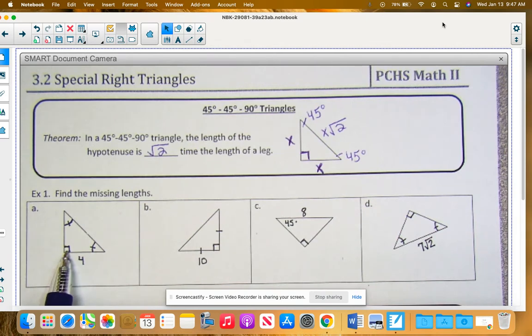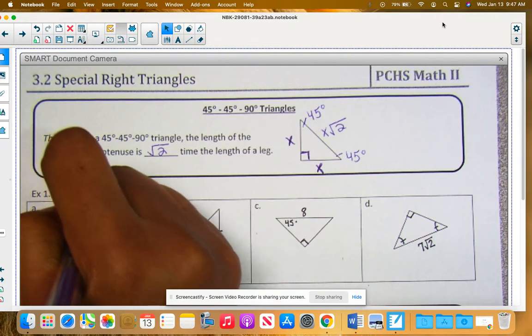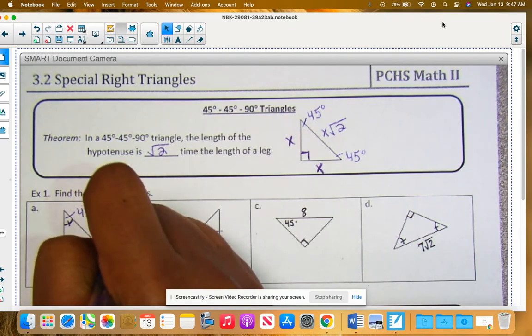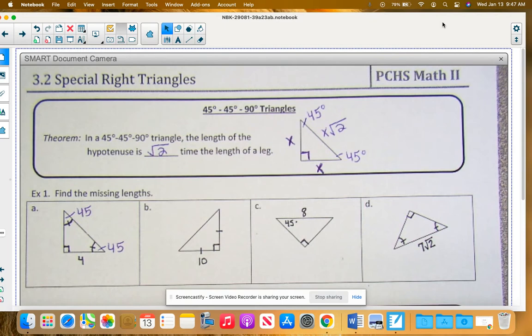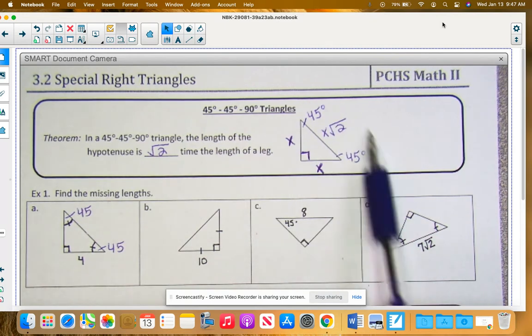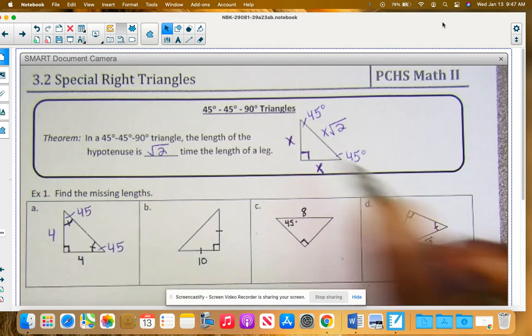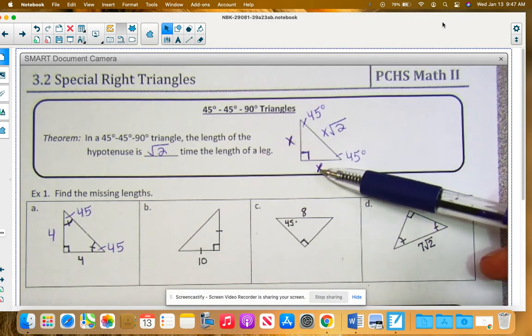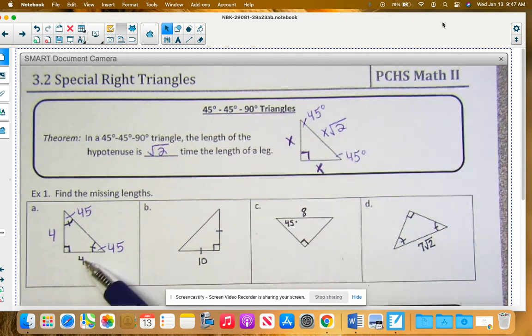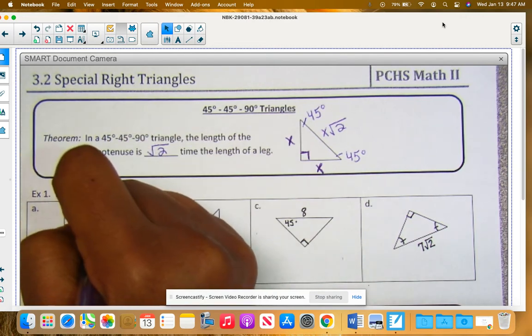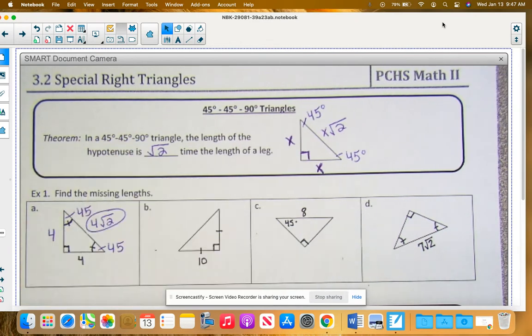So this is 90 degrees. These two are the same, so we know that they're both 45 degrees. Since I know that this is a 45, 45, 90 degree triangle, that means I can use this theorem up here. So I know that if this side is 4, this side has to be 4 because of this theorem up here. So X and X, your leg lengths are the same. So if this is 4, this is 4. The theorem says that the hypotenuse is X square roots of 2 times that amount. So my hypotenuse is 4 square roots of 2.